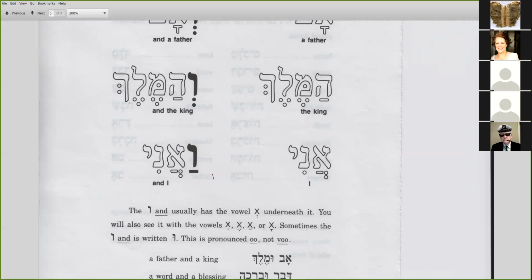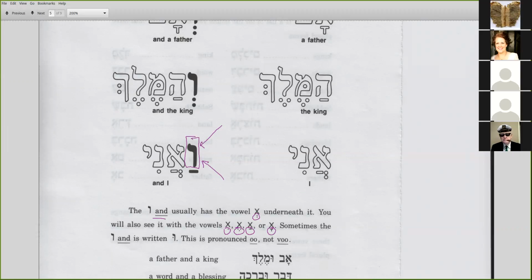So the vav and usually has the vowel shava under it. You will also see it with a vowel. We could see a hirik under it, we could see a segol, we could see a patach, and we could see a kametz. So the main thing you need to keep in mind here is, is this connected to a known noun? If it is, you know it's the connector. The vav is the connector "and," meaning "and" rather.